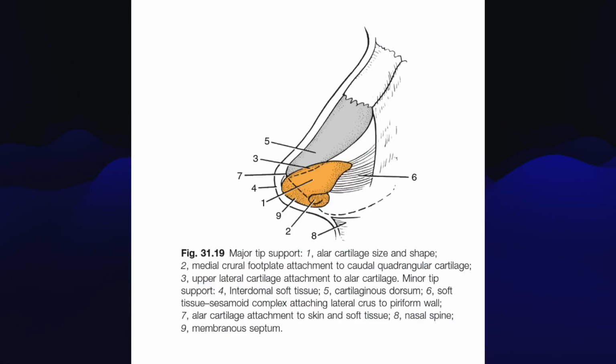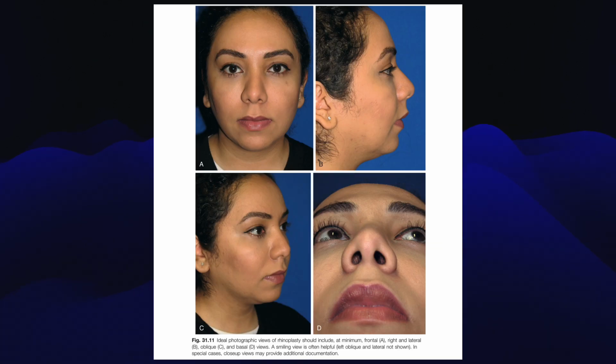This photo shows the major and minor tip support mechanisms. They are very important to memorize and understand because they may come as a question in the OSCE station. So pay attention to them, please. This is a very important slide.